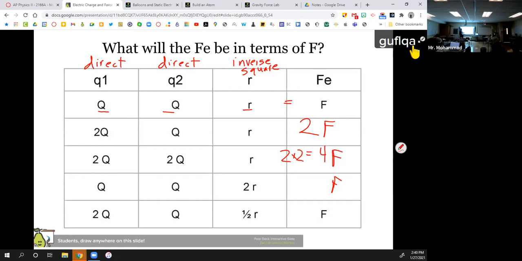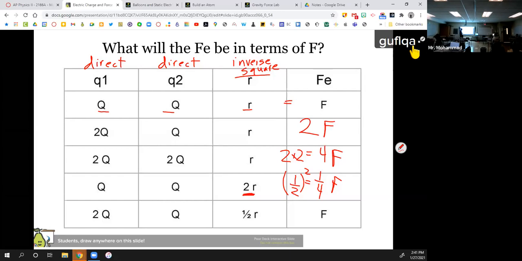Now, if this was just an inverse relationship, this would just be half of the force. But it's inverse square, so it's a square of the inverse, which is going to be 1/4 the force. So not only is the distance inverse, it's an even bigger factor.